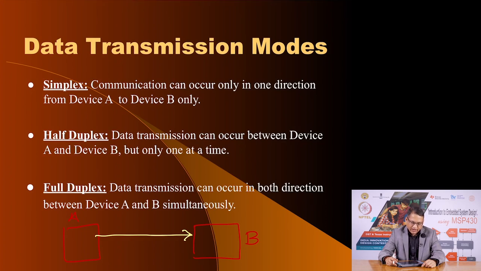Then you could have half duplex, in which yes, it is possible for A to communicate information to B as well as for B to send back information to A, but not at the same time. This is called half duplex. And when you have full duplex, which means you transmit from A to B and B to A, and these two transmissions can happen simultaneously, this is called full duplex.